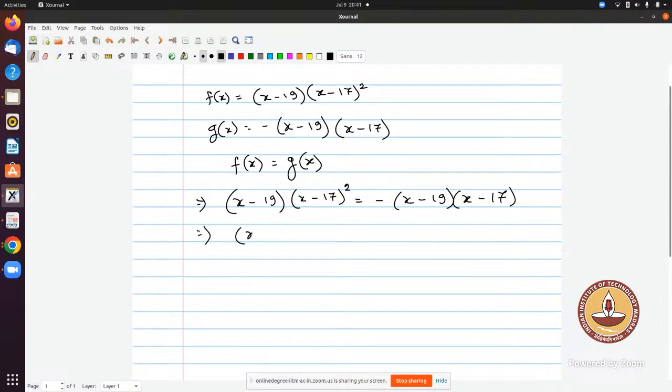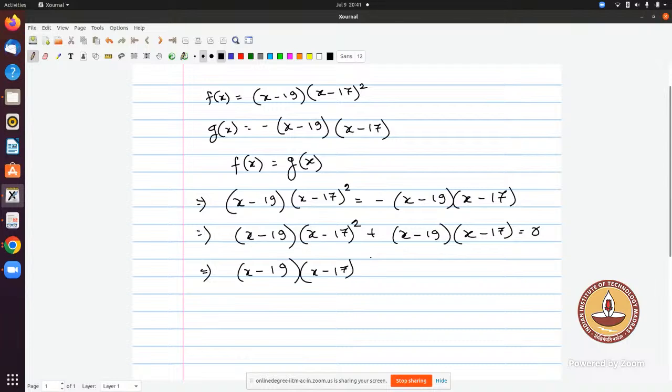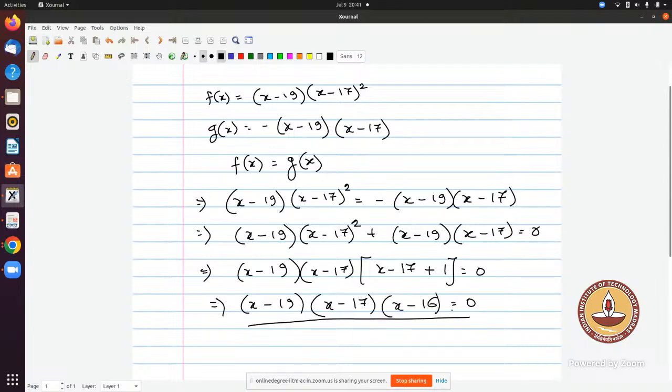Okay. So if I take all these terms to one side, I will get this. And eventually I can take (x - 19) and (x - 17) as common factors. So I am left with this, correct? This is what I get. Now (x - 19), (x - 17) and (x - 16). This is what we are getting, correct?